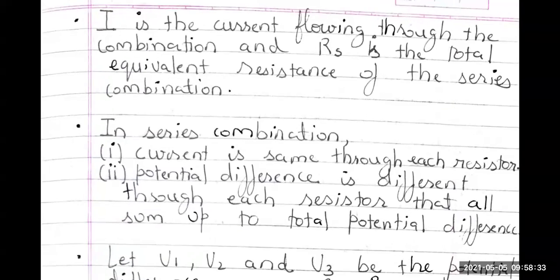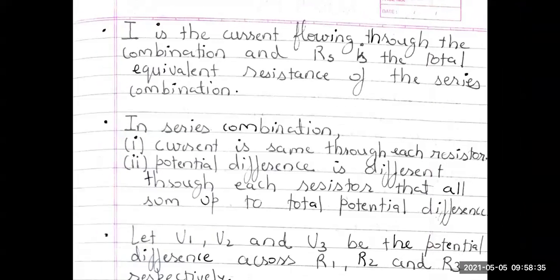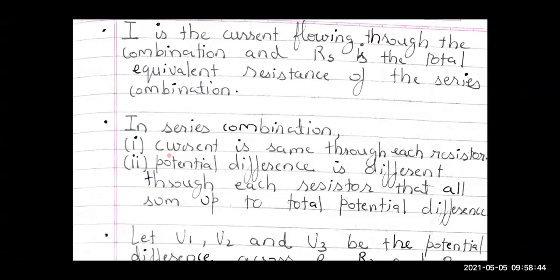And in the next slide, we have that the current flowing through the combination is the same. When we have connected resistors in series, the current throughout is the same, through each resistance of the series combination of R1, R2, R3. Now, the potential difference is different, beta.